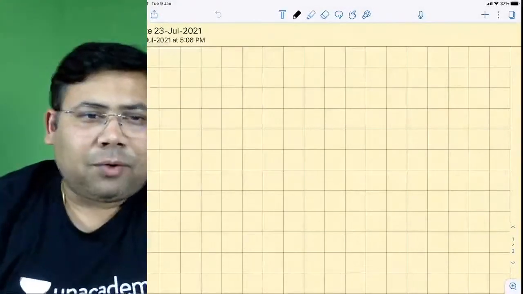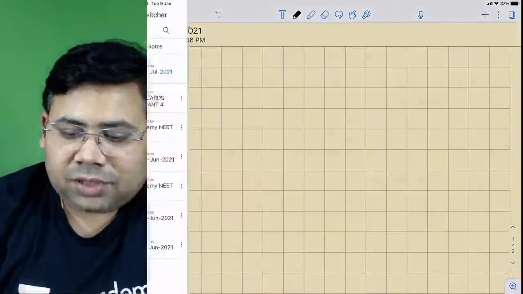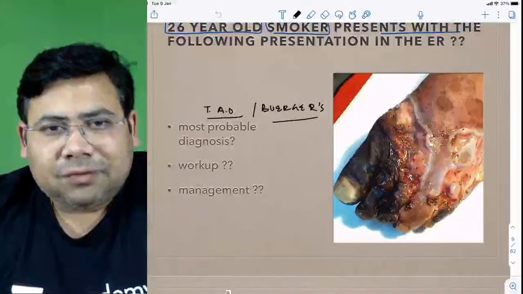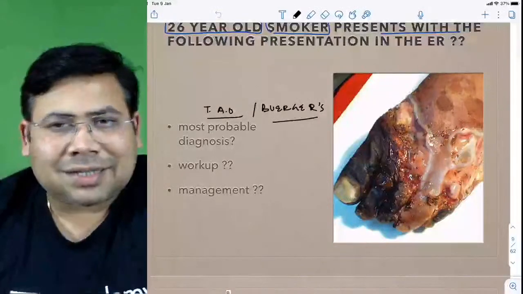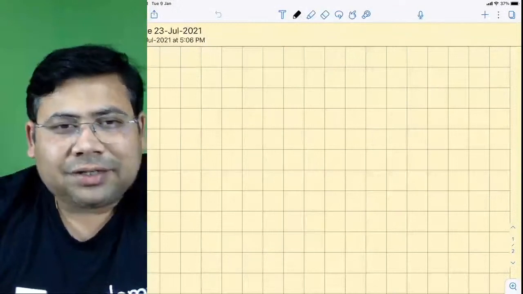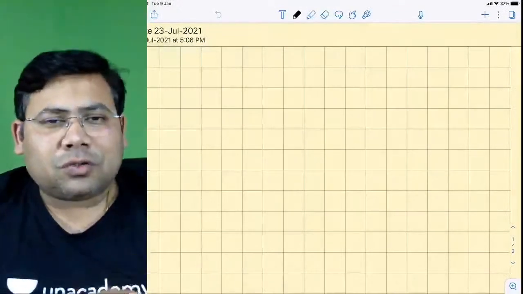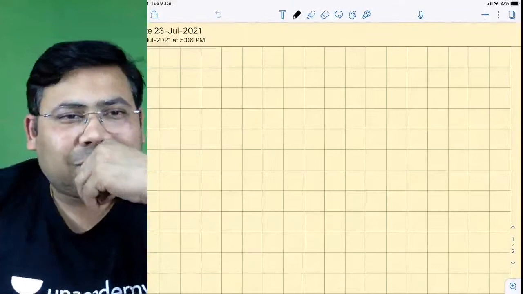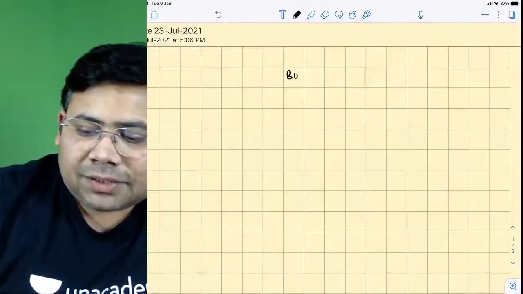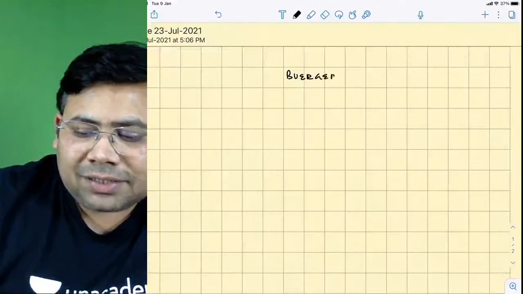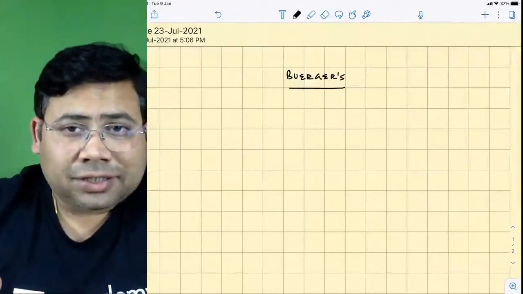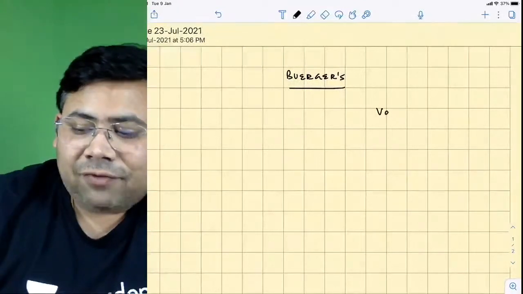Okay. So when we talk about Buerger's, what is the classical presentation of Buerger's? This could be a peripheral arterial disease because maybe of atherosclerosis also. So why will you not say that this is atherosclerosis? Can you tell me why? Buerger's is defined as a non-atherosclerotic condition. Yes or no? So basically, it's a vasculitis.